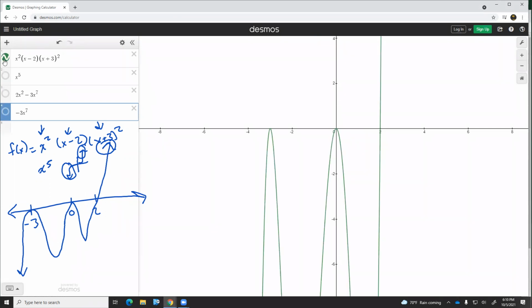Everybody cool with that? Everybody see how we did that? Start with the end behavior, then note whether the multiplicity is even or odd, cross or touch from there. All right. Number 5, it asks for some graphs and stuff.